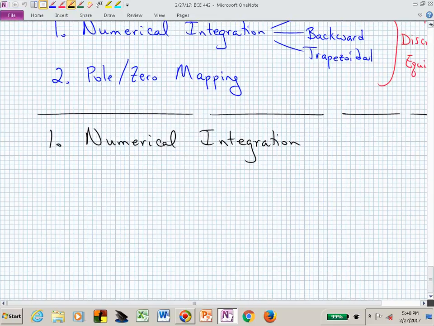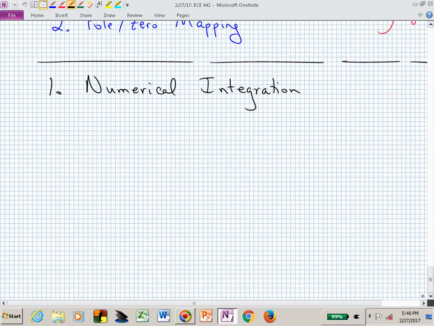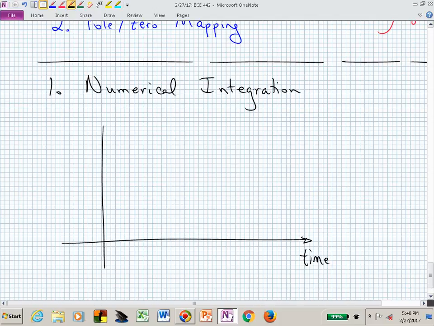Let's look now at these three different ways of performing numerical integration, which is just one way of finding a discrete equivalent. But now we're doing it so that we don't have to worry about this preceding zero order hold. What's the idea? Let's look at a picture of what we mean when performing numerical integration. Suppose I have a waveform, let's call it x of t, and I want to know what's the area underneath that curve. That's integration.